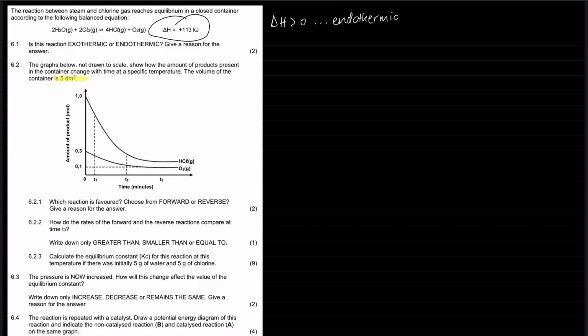So what we can see is that we have HCl and we have O2. Those are my products. And what's happening over time, normally the products would increase over time. But in this case, the products are decreasing over time. So that must mean that the reverse reaction is favored. So 6.2.1, the reverse reaction is favored. Why is the reverse reaction favored? Because the amount of products decrease over time.